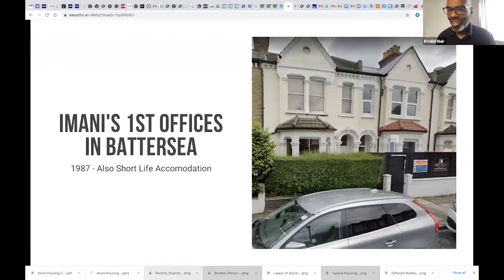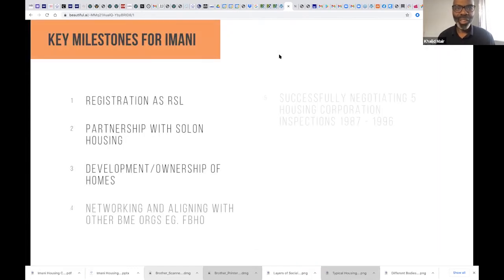So these were our first offices, way back in 1987. This is a picture of what it looks like now. It was pretty dishevelled back in the day. And I think we took it on as short life housing very early on.